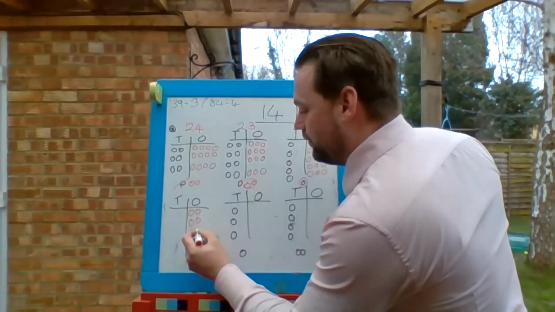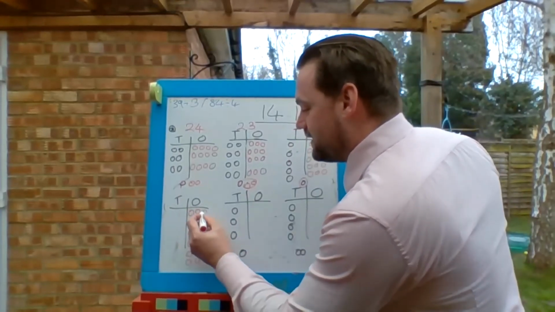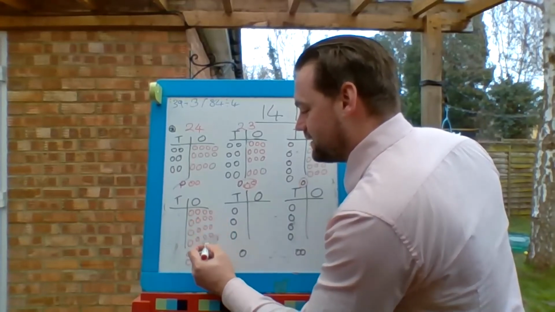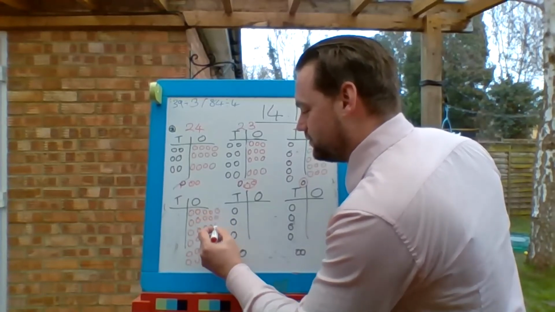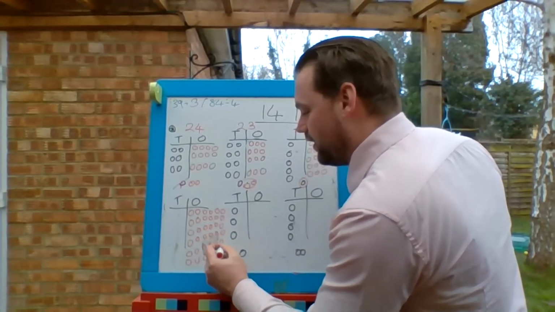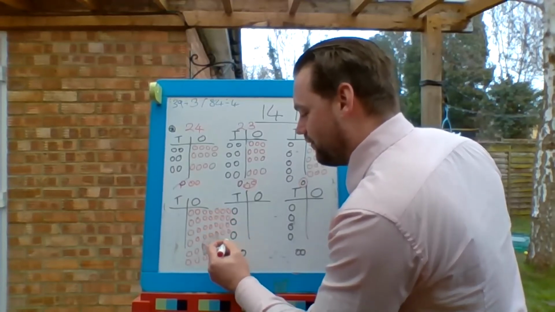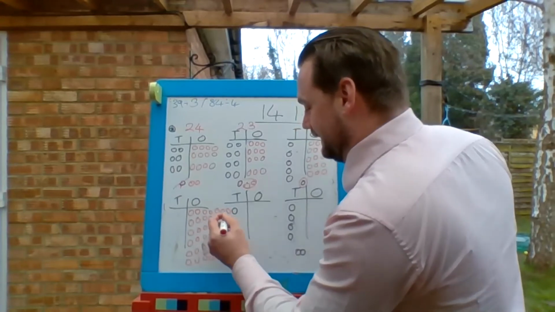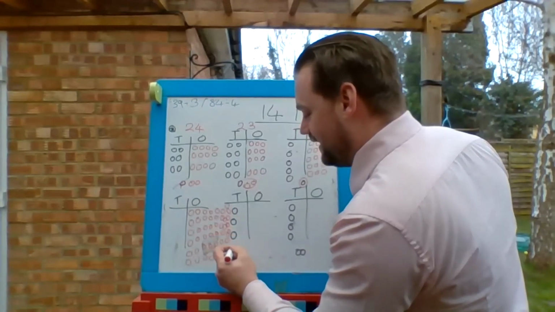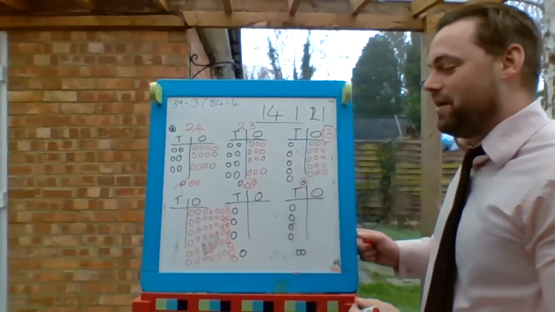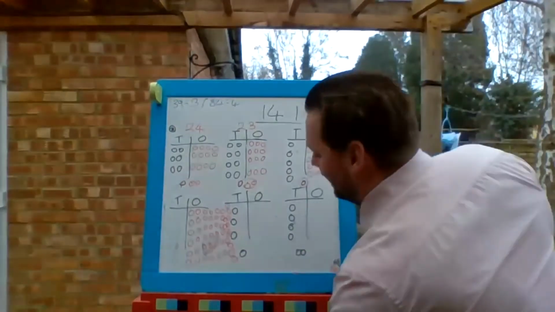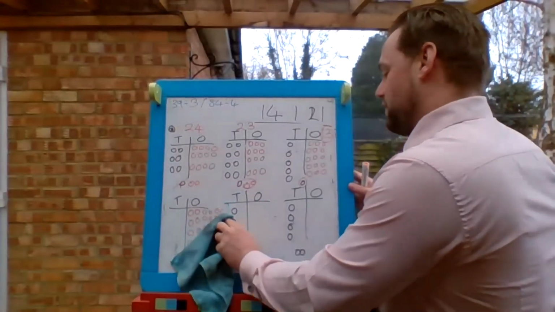So we go 1, 2, 3, 4, 5, 6, 7, 8, 9, 10, 11, 12, 13, 14, 15, 16, 17, 18, 19, 20, 21, 22, 23, 24, 25, 26, 27, 28, 29, 30, 31, 32, 33, 34, 35, 36, 37, 38, 39, 40, and then my remaining 2 ones. So my answer is 8, okay? Not a very good method to use, obviously, for questions like that.